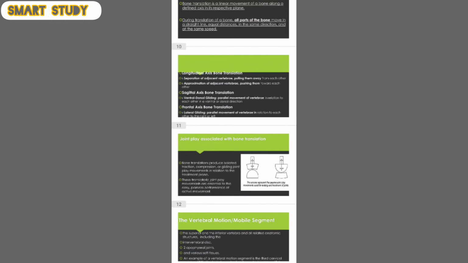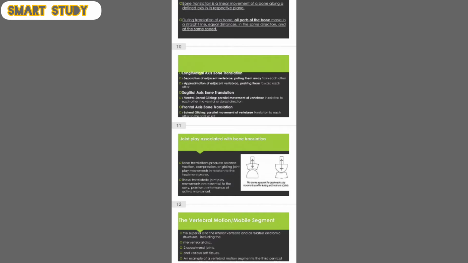Next we have longitudinal axis bone translation. So the separation of adjacent vertebra, pulling them away from each other, and approximation of adjacent vertebra, pushing them toward each other. Sagittal axis bone translation.